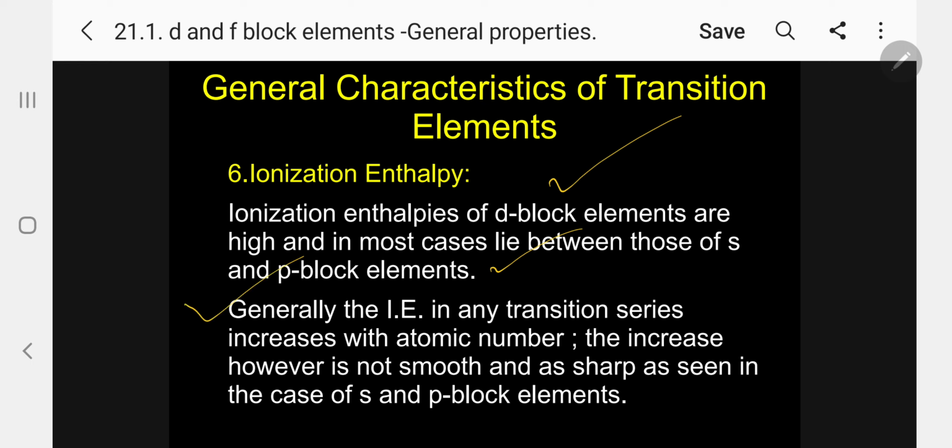Generally, the ionization energy in any transition series increases with the atomic number. Please follow. The increase, however, is not smooth and as sharp as seen in the case of S and P block elements. In S and P block elements, we have seen already when we compared the general characteristics, it was sharp. But here it is not like that. Kindly follow.